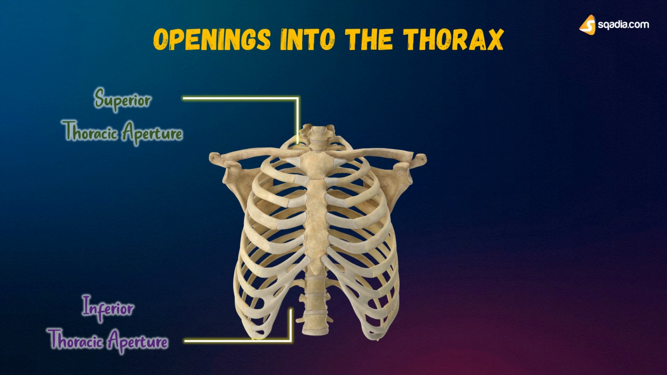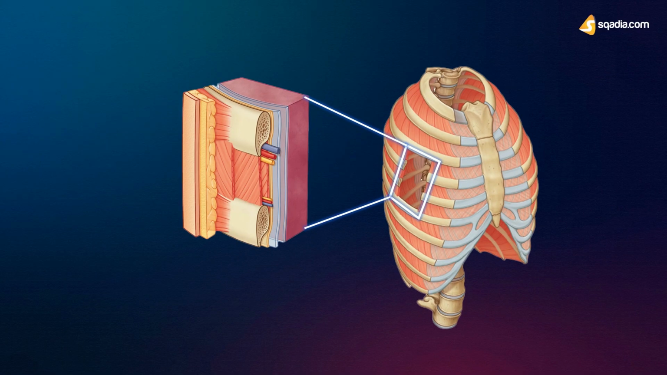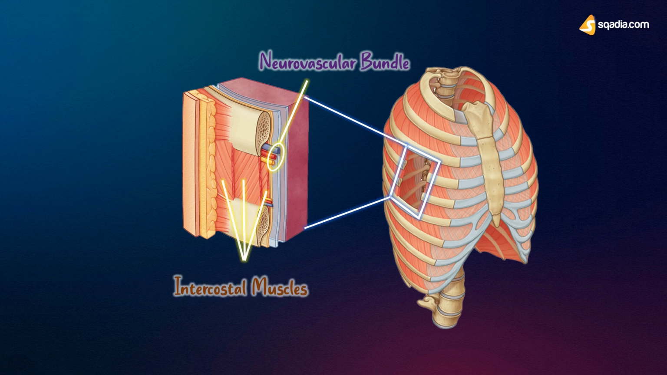Now, there are some narrow and elongated spaces that separate the adjacent ribs. These are 11 in number and are known as the intercostal spaces. If we zoom in a little, each space contains a neurovascular bundle and 3 layers of intercostal muscles.